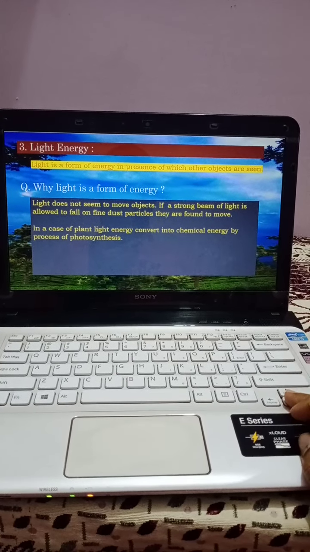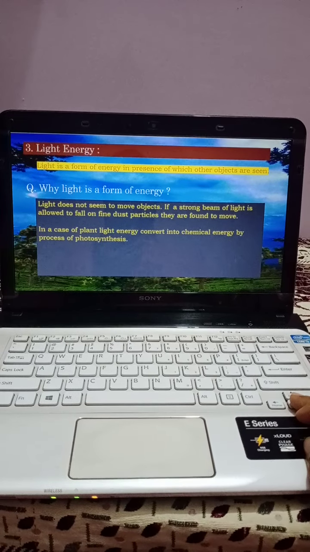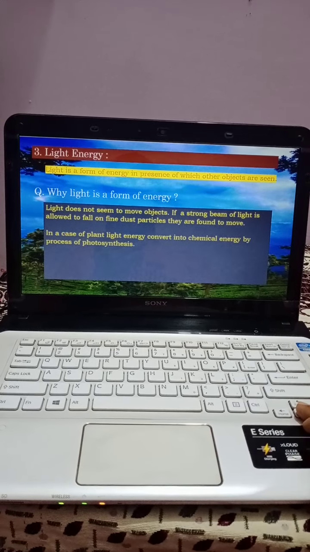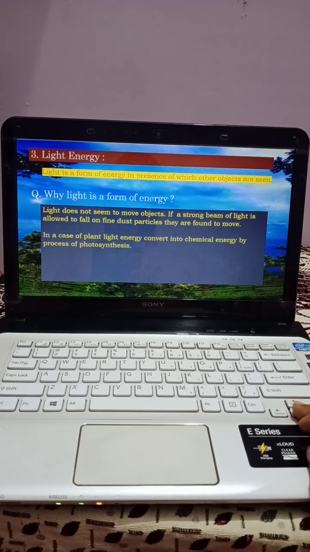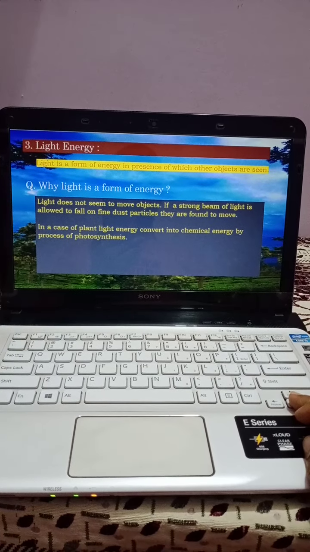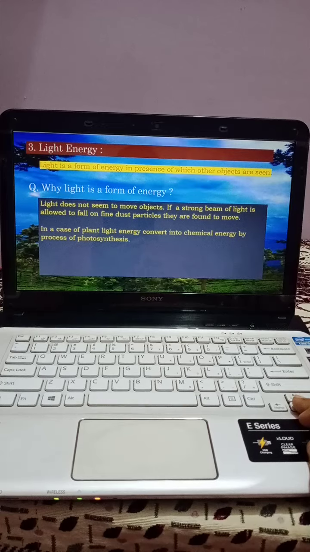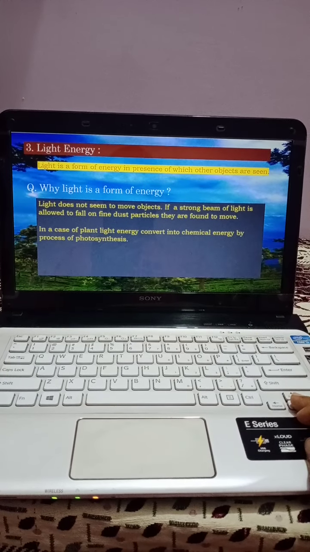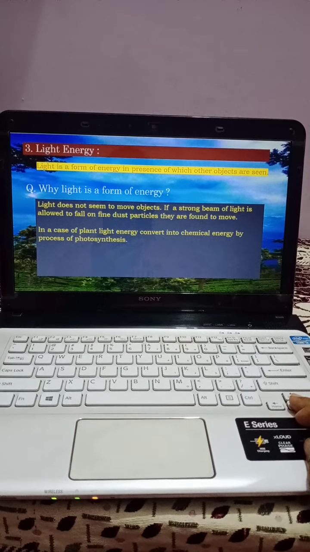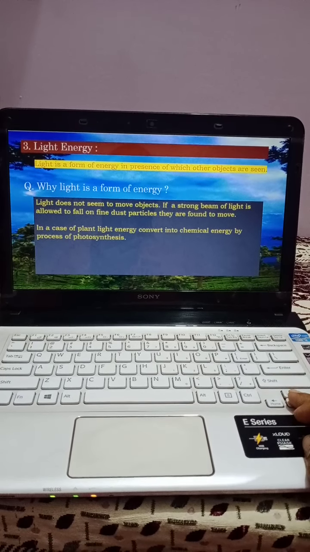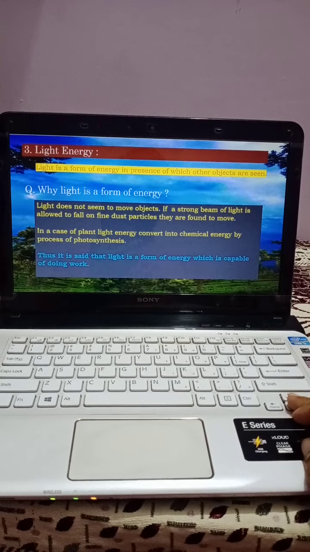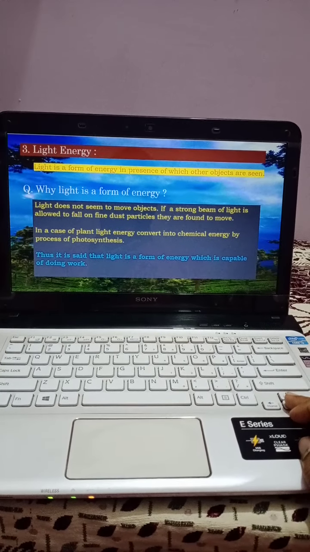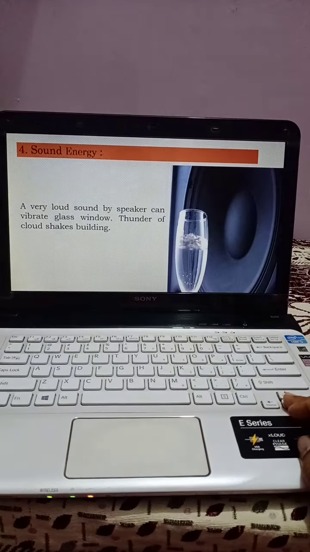Similarly, in the case of a plant, light energy is converted into chemical energy by the process of photosynthesis. So these two examples prove that light has the capability to do work, and thus light is a form of energy.